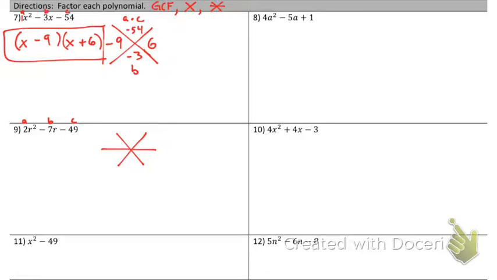So when that happens, Snowflake. A times C goes here. So 2 times negative 49 is negative 98. Okay, and B value goes here. I also have to fill in the top portion of the snowflake, and that's going to be the 2, our A value, with the variable split. So it's 1R and 2 with 1R. Because it was R squared, we split it apart.